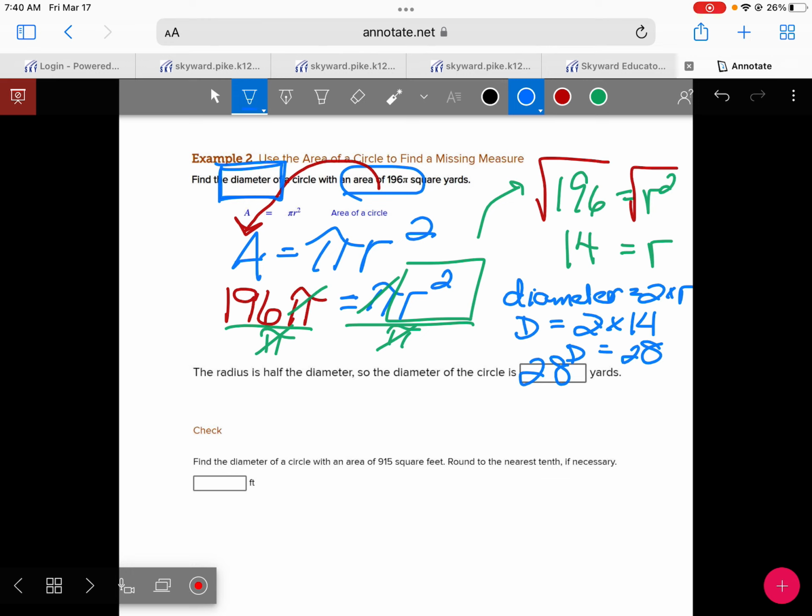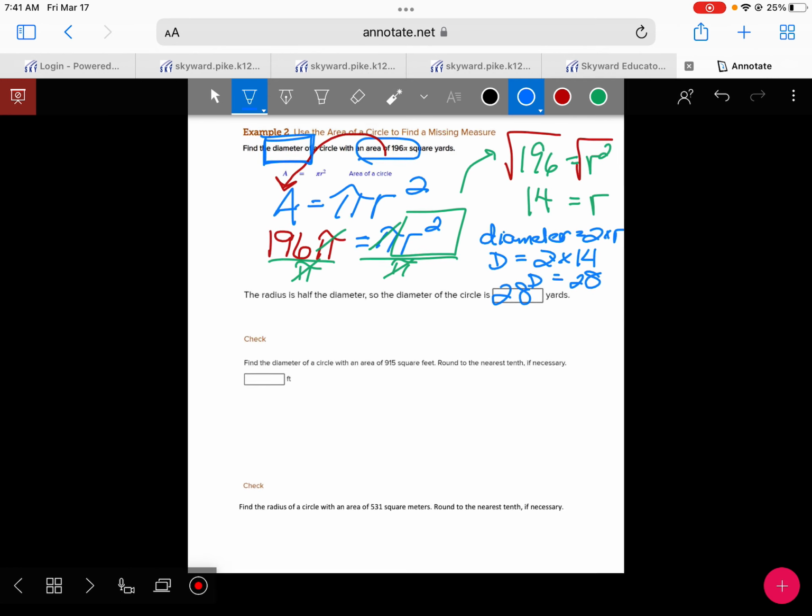Oh, Miss Ceedy, that was a little tricky. It was. It wasn't meant to be overly tricky, but you've got to find the radius first, and then you double it by multiplying by 2. Okay? Genesis, are you with me? Okay. Any questions on example 2?